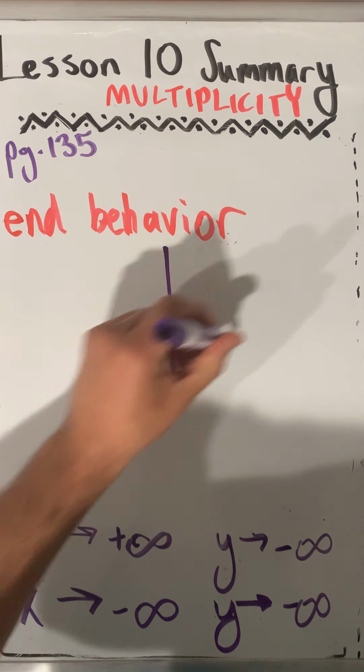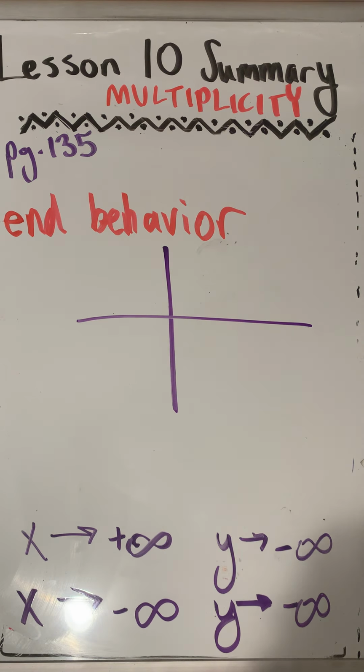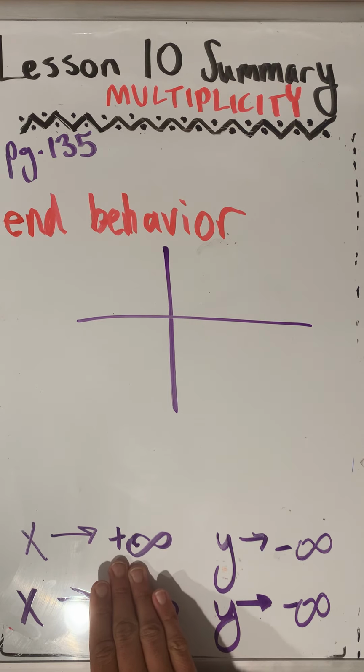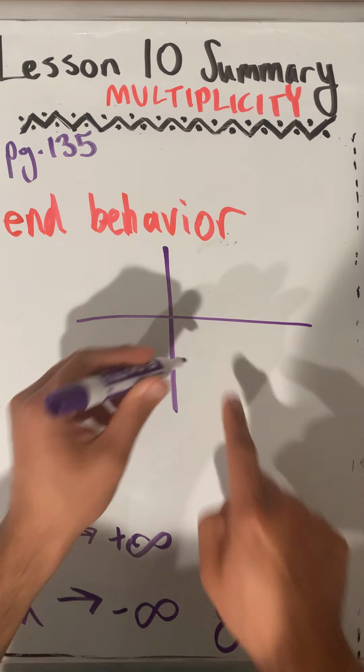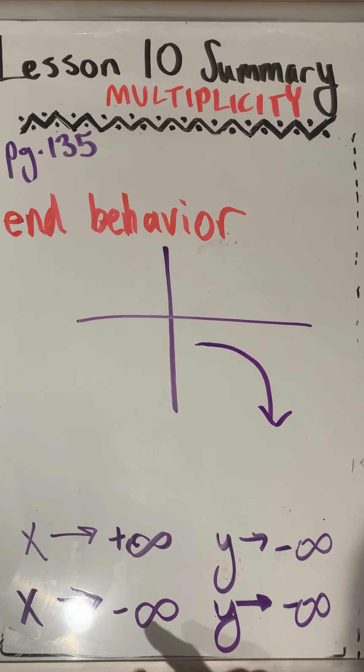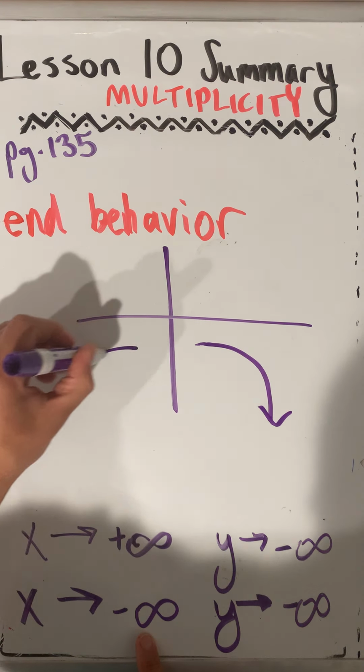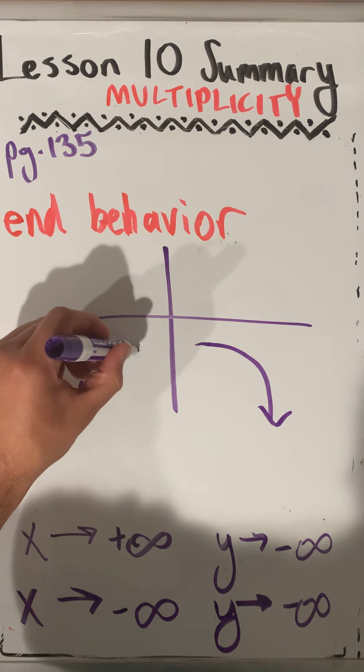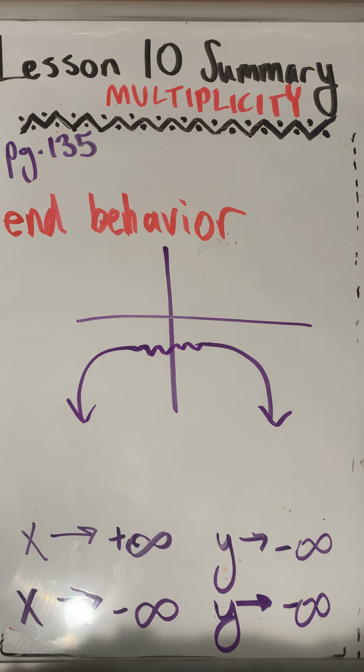I'm excited. Okay. So as we go to the right, our graph is going down. Cool. As we go to the left, our graph is also going down. And then whatever I want in between, that's up to me. There you go. All right, I'll see you in a bit.